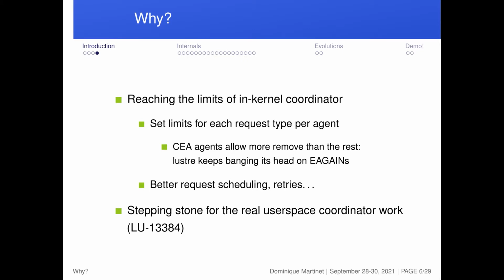To give an example of the limits we have, Lustre only allows setting one limit for all actions of each agent. But at CEA, we allow more remove and restore requests. So if there's only restore requests in the pipe and there's more requests than clients available, Lustre will keep trying to send restores to busy clients that will just refuse them over and over again. We could also do better scheduling, more retries, or whatever we'd like to do.